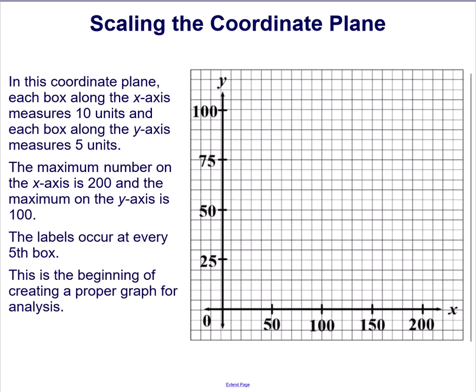In this coordinate plane, each box along the x-axis measures 10 units, and each box along the y-axis measures 5 units. The maximum number on the x-axis is 200, and the maximum number on the y-axis is 100. The labels occur at every 5th box. This is the beginning of creating a proper graph for analysis.